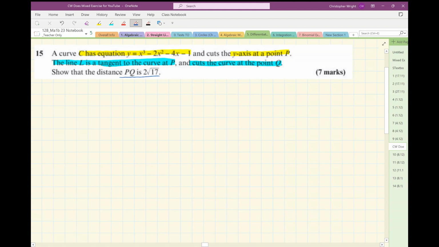Right, first things first, let's start off with my curve C, which is this one. And I know that it crosses the x-axis at P. So P is the point which has an x-coordinate of 0. And looking at my equation for my curve C, I can see that P will be the point 0, minus 1. Right. Okay. Now I need to find the equation of the line L.